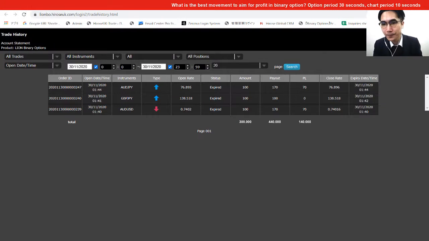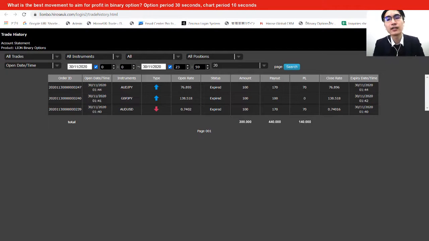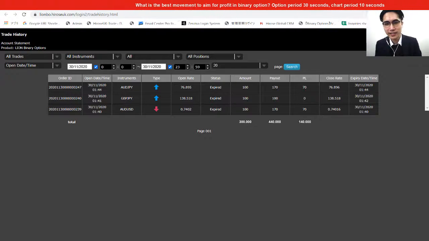Okay, got the trade history. So 3 trades today, and 2 of them ended in profit and 1 of them was a draw. Remember the third trade I did. The price was not stable, moving above and below my entry price every single second, and that is an indication of unstable price movement. When I'm trading in that kind of movement, I do not have much confidence that the trade is going to end in my direction.